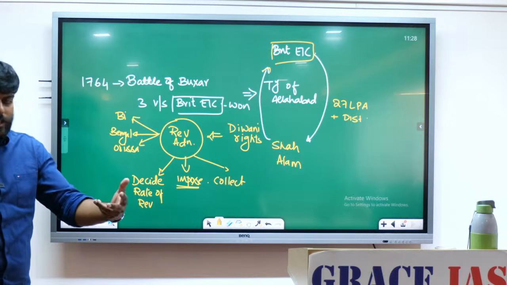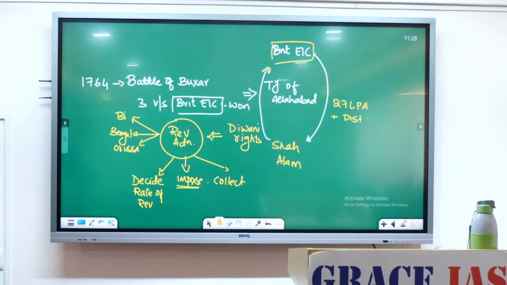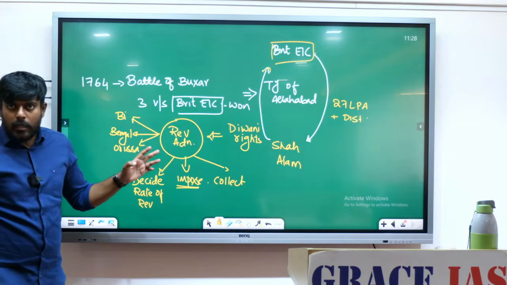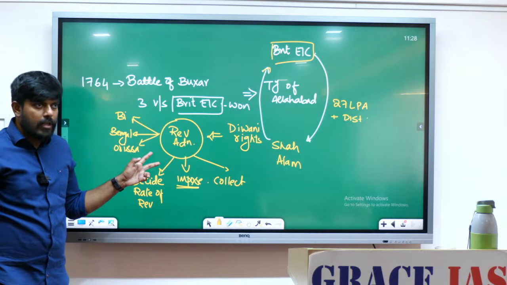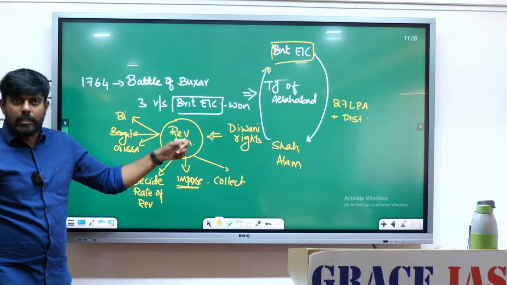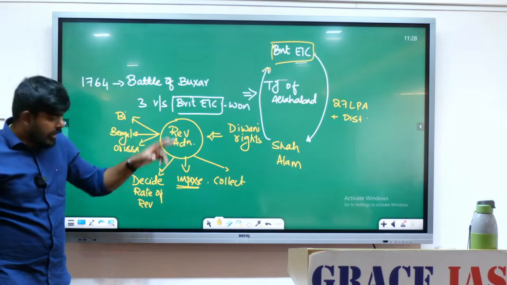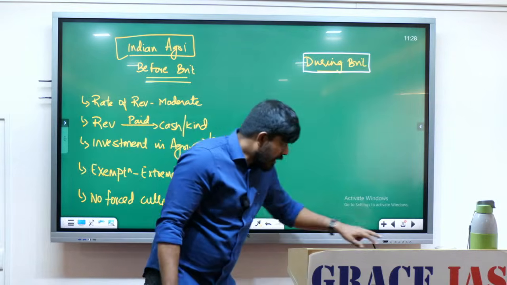So British East India Company will decide how much percentage of tax to collect from the farmers, depending on the areas, the fertility of the soil, and the crops cultivated. Secondly, they will impose it on the people and inform them. Lastly, they will collect it either directly or indirectly through zamindars, talukdars, etc. It's up to them. So this is revenue administration. When Britishers got this, they started collecting the land revenue from the Indian farmers. That is the scenario we are discussing.